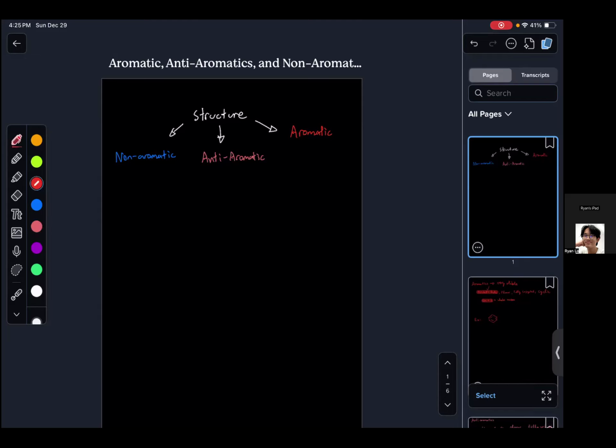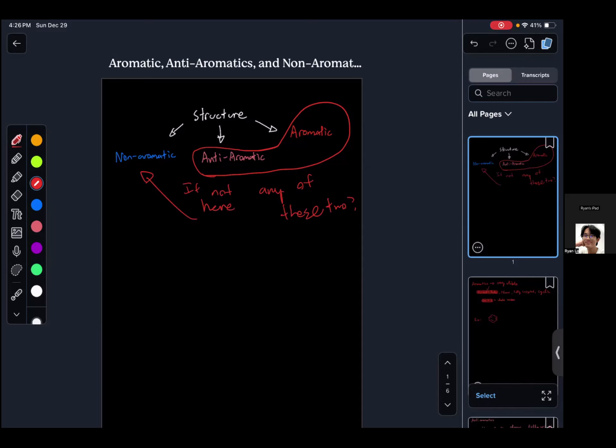And I would also say, one of the ways that I characterize this section of AB is that aromatic and anti-aromatic are basically going hand in hand. Whatever doesn't fall into either of these two categories is automatically non-aromatic. So your mindset should be: is the structure any one of these two? And if not, then it's going here.